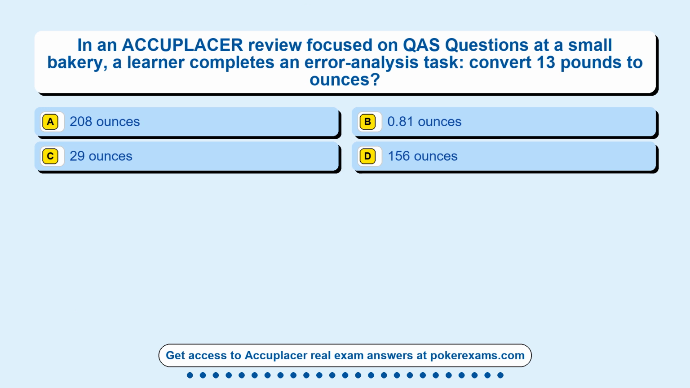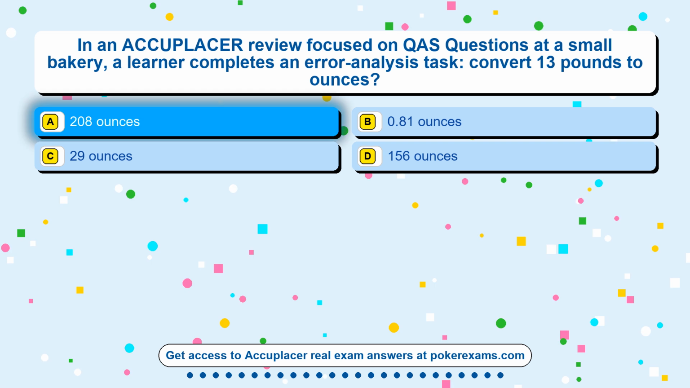Question 2. In an ACCUPLACER review focused on QAS questions at a small bakery, a learner completes an error-analysis task. Convert 13 pounds to ounces. Option A, 208 ounces. Option B, 0.81 ounces. Option C, 29 ounces. Option D, 156 ounces. The correct answer is option A, 208 ounces.